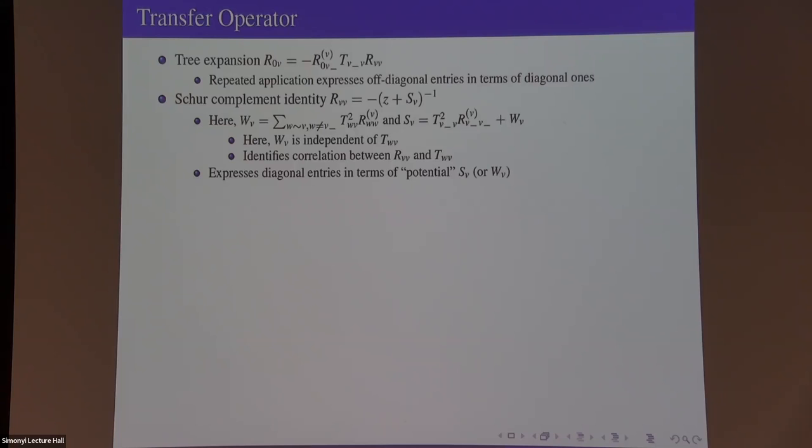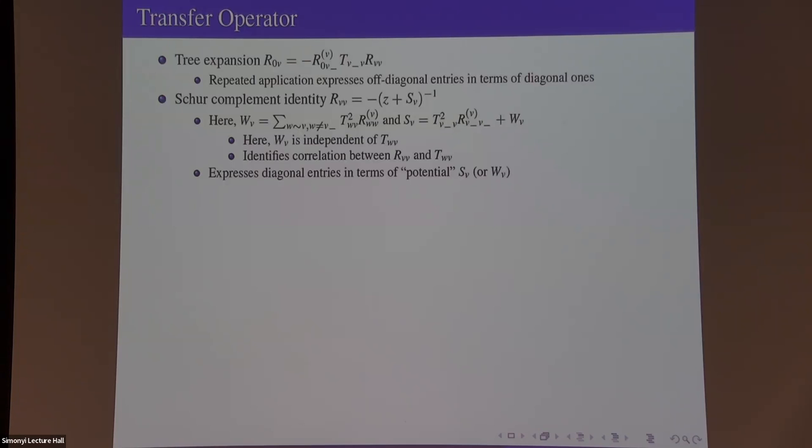So the claim is the following. Let's say I want to compute the resolvent entry from 0 to some point V, so I want to compute R0V. If I call the parent of V, V minus, the claim is that this can be expressed as R0V minus, so the resolvent entry between these two, times the weight of this edge, times the diagonal resolvent entry here.